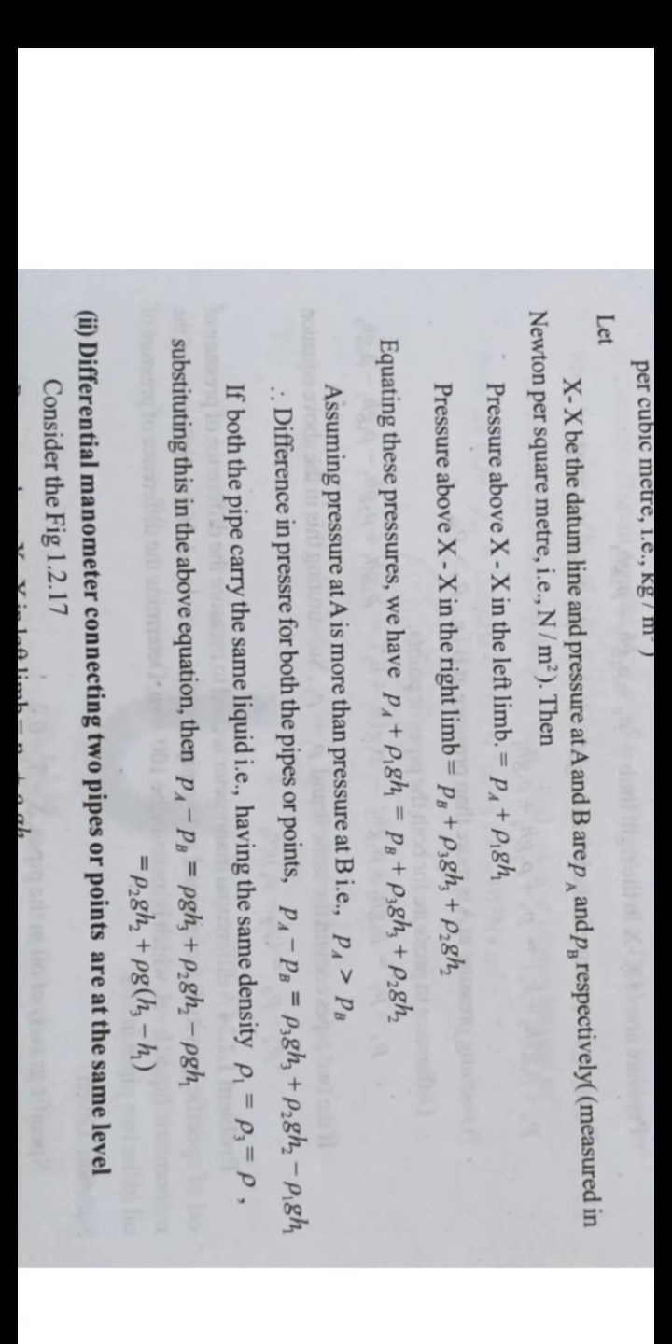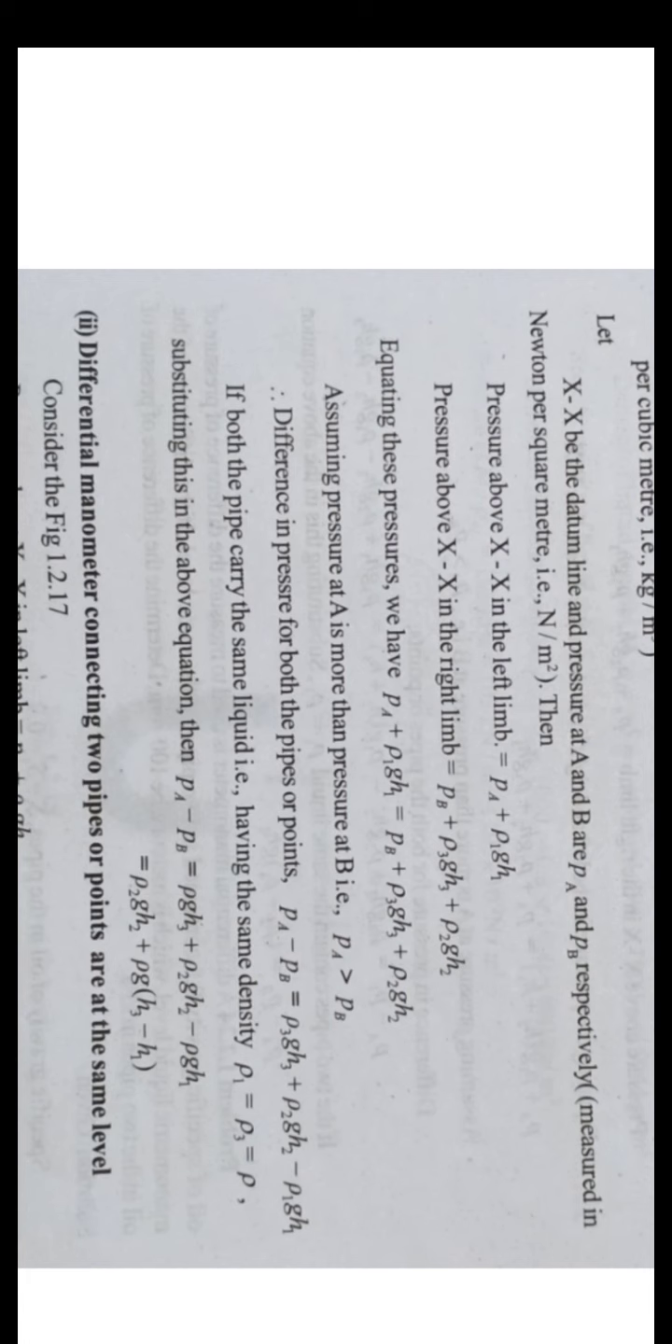So we can see that PA plus rho 1 GH1 is equal to PB plus rho 3 GH3 plus rho 2 GH2. Assuming pressure at A is more than pressure at B. Simply we can assume that pressure at A is more than pressure at B because, from the diagram, we can see that the level of mercury in the left limb is lower than the level of mercury in the right limb. That means more pressure is at A, from the liquid from pipe A. So assuming pressure at A is more than pressure at B, so PA greater than PB.